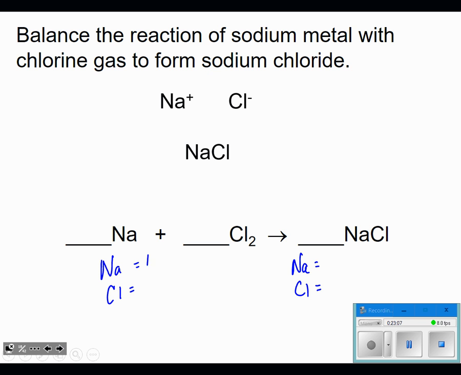We then have Na and Cl on this side, and Na and Cl on this side, which we have 1 and 2, and we have 1 and 1. So our chlorines are the first thing that's not matching, so we're going to put a 2 here. When we put that 2 there, we then have to recount. So 2 times 1 is 2, 2 times 1 is 2. So that fixes my chlorines but messes up my sodiums. So I then need to come to the other side and put a 2 there, which then 2 times 1 makes 2, and now I am balanced.